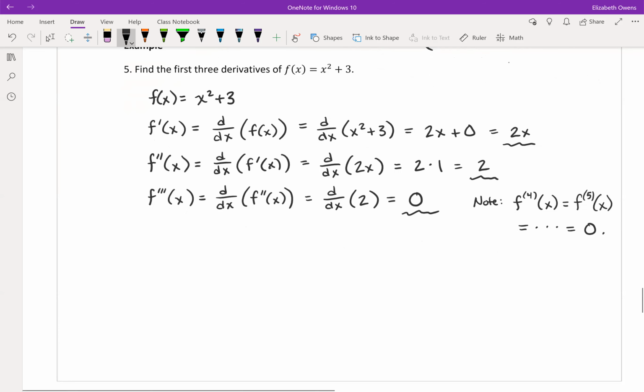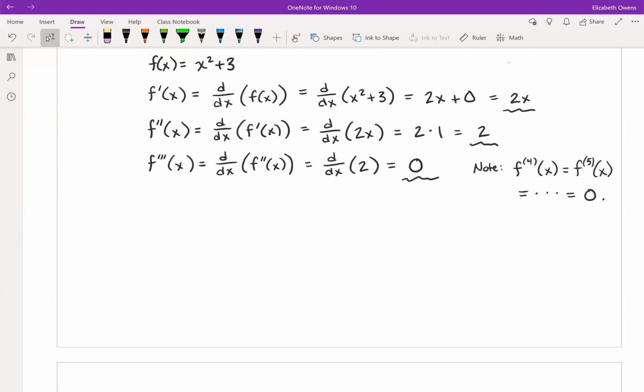So let's take a look here graphically at what we're doing. All right, let's make a quick little graph of our function and its derivatives. Okay, let's set up some axes here.